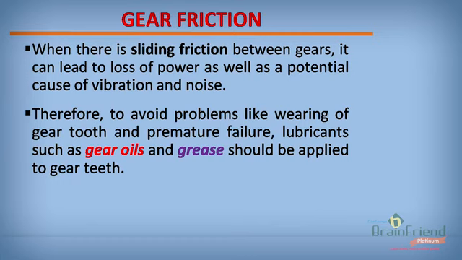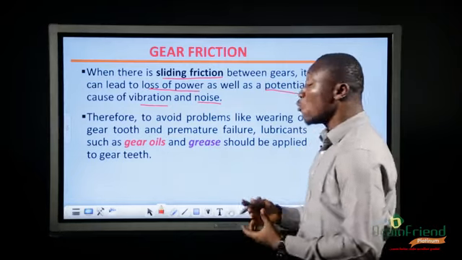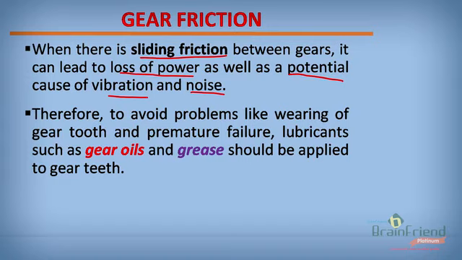Gear friction. When there is sliding friction between gears, it can lead to loss of power as well as a potential cause of vibration and noise. Therefore, to avoid this loss of power and problems like wearing and tearing of the part of a gear, we apply lubricant. Therefore, to avoid problems like wearing of gear tooth and premature failure, lubricants such as gear oils and grease should be applied to the gear teeth so that it does not wear and tear and fail when used.